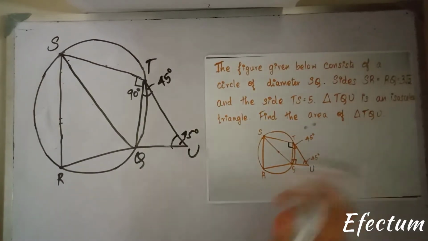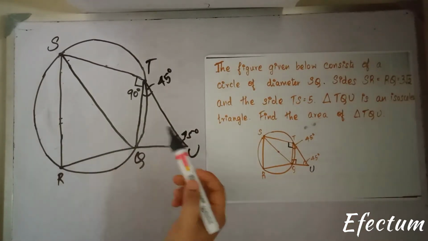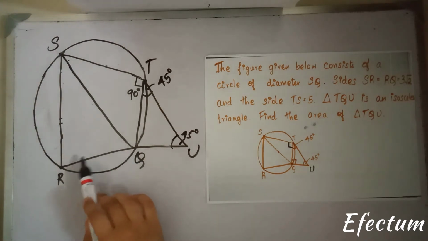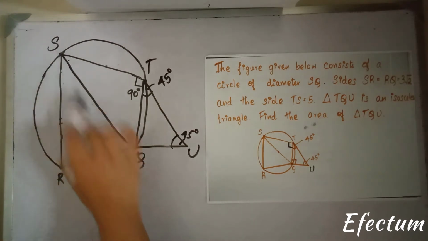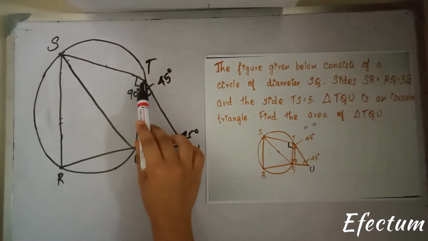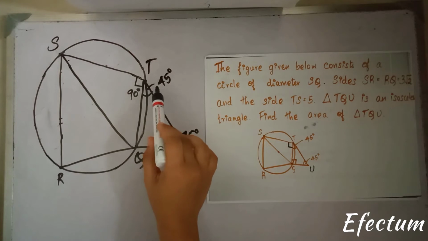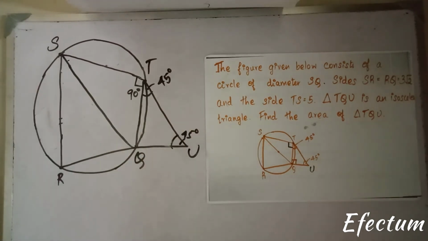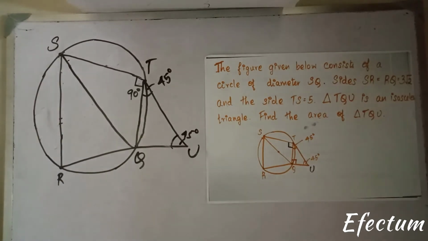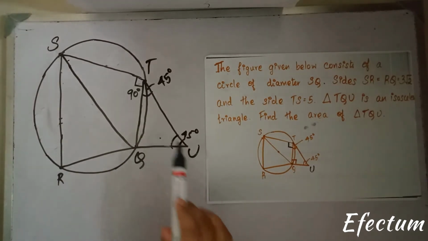Okay, so we have a circle over here and it consists of the diameter SQ. We have a triangle inscribed in this semicircle, and on this side we have an isosceles triangle with angles 45 degrees and 45 degrees. Now this angle is equal to 90 degrees. So we have to find out the area of TQU, this triangle.